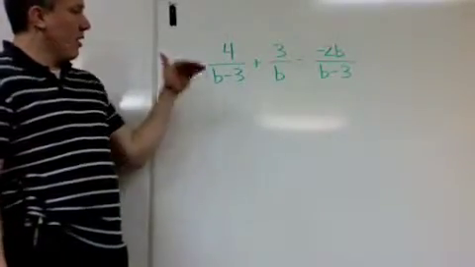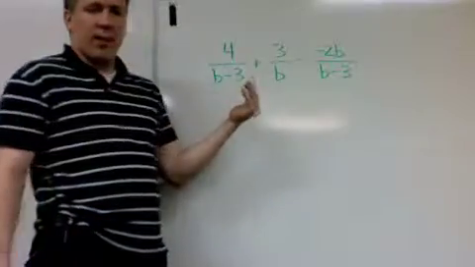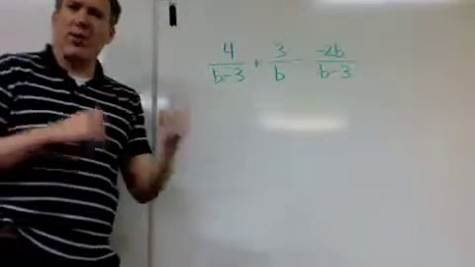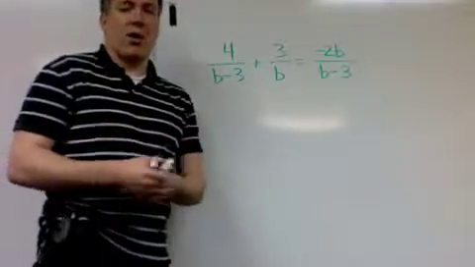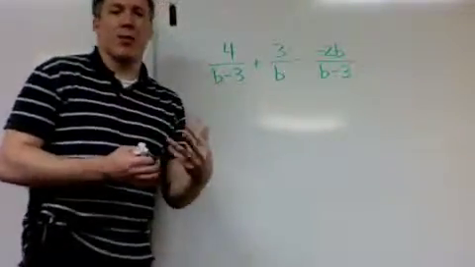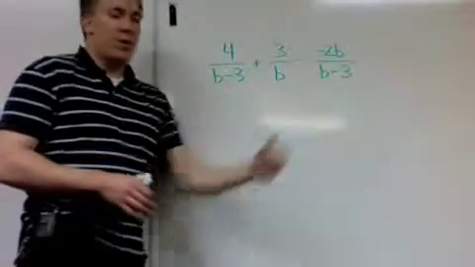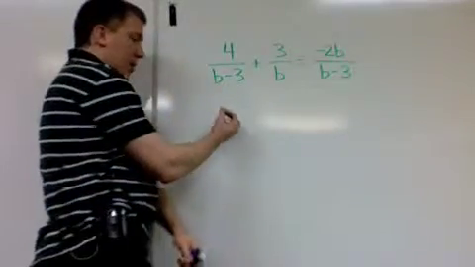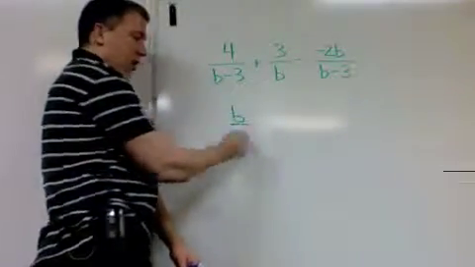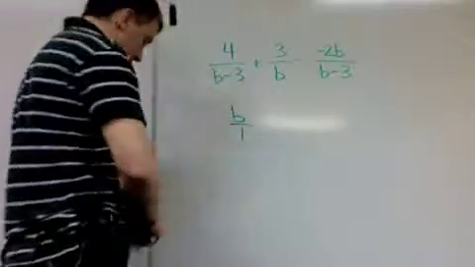First thing is, there's a b minus 3 in the denominator here, and here there's a b. So apparently there's two different kinds of denominators. I need to get rid of both of them. So I'm going to start off by multiplying by the simplest denominator here, b. And I'm going to multiply every term by b. When I multiply by b, that's like b over 1, so the b's on the top. I'm multiplying by b on the top.